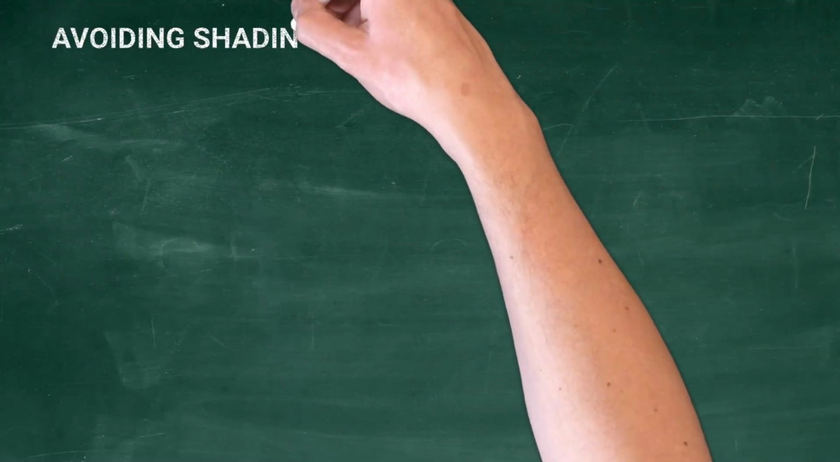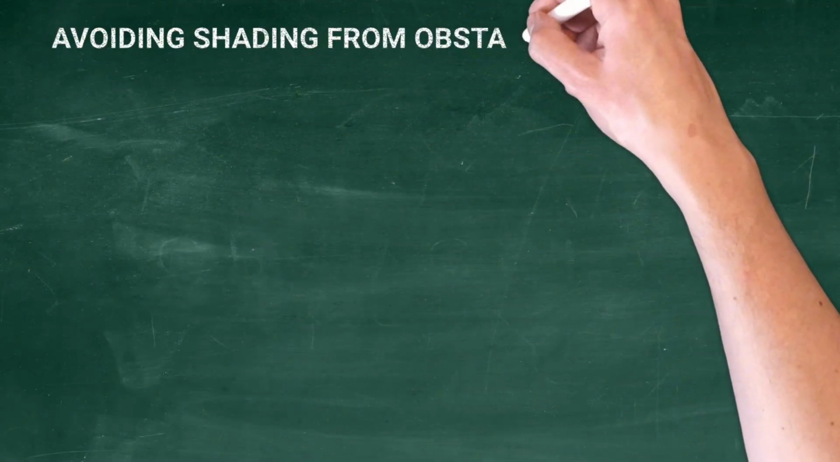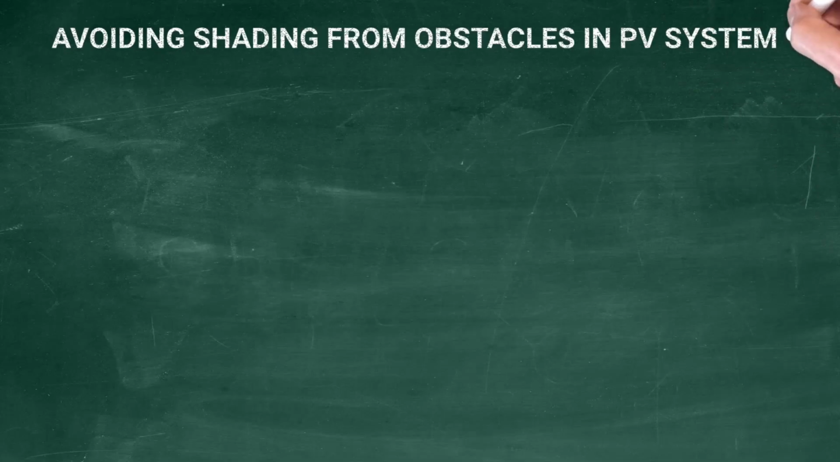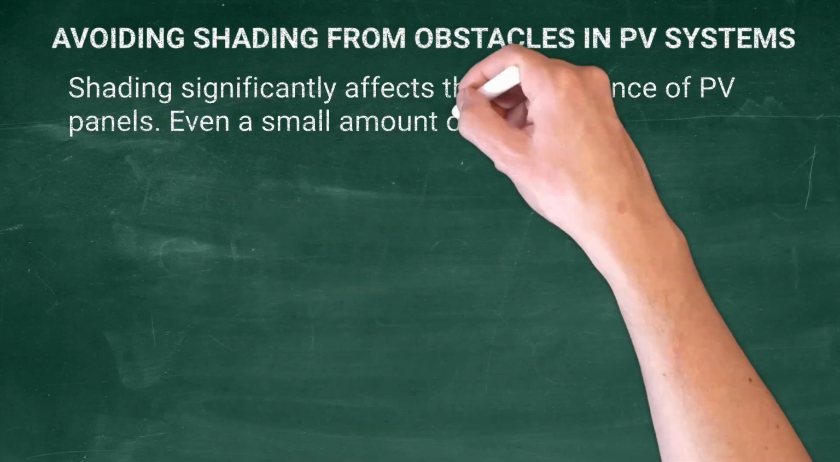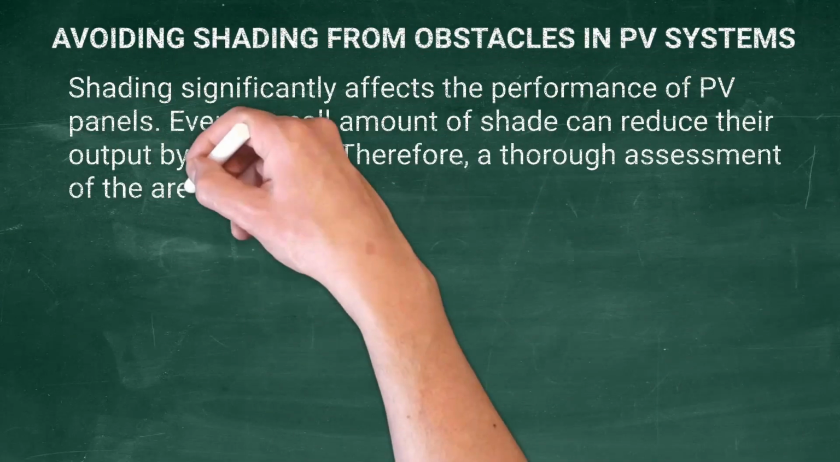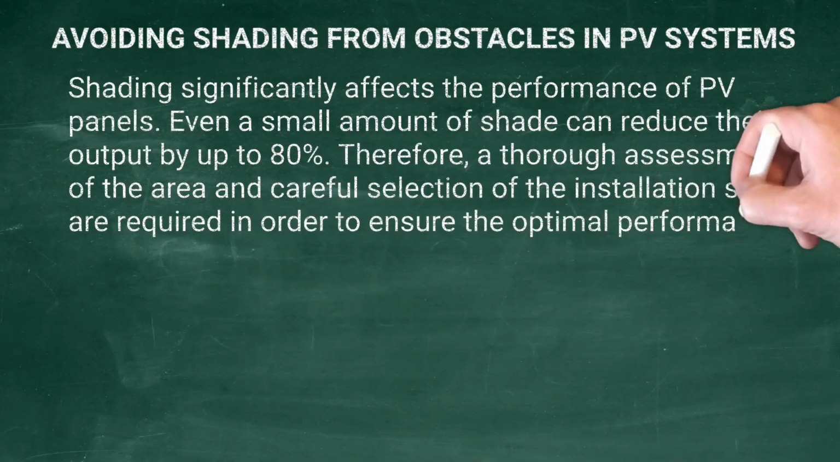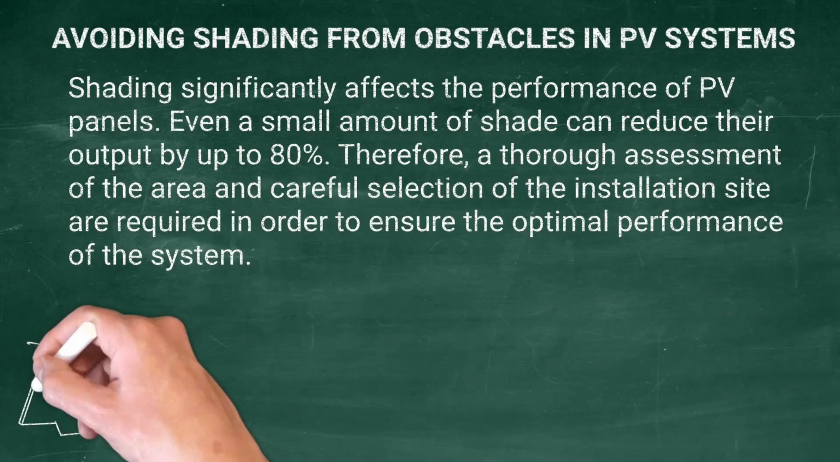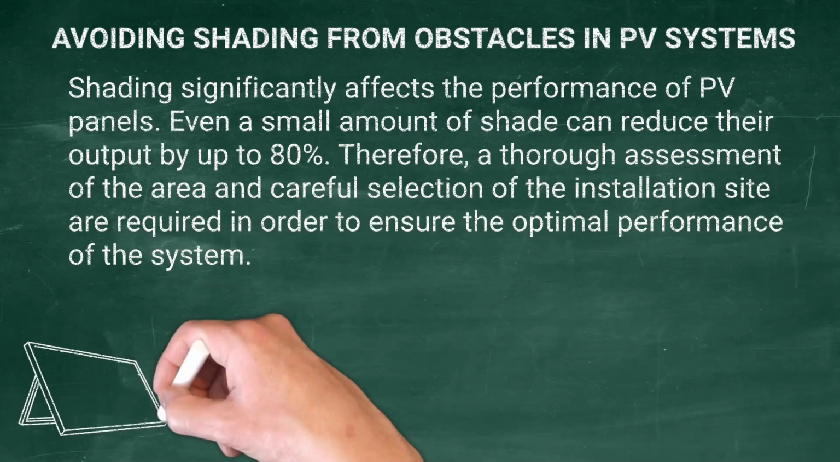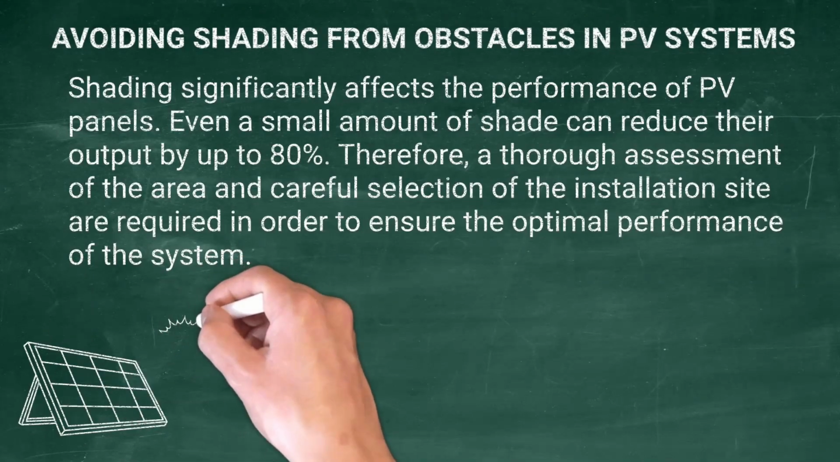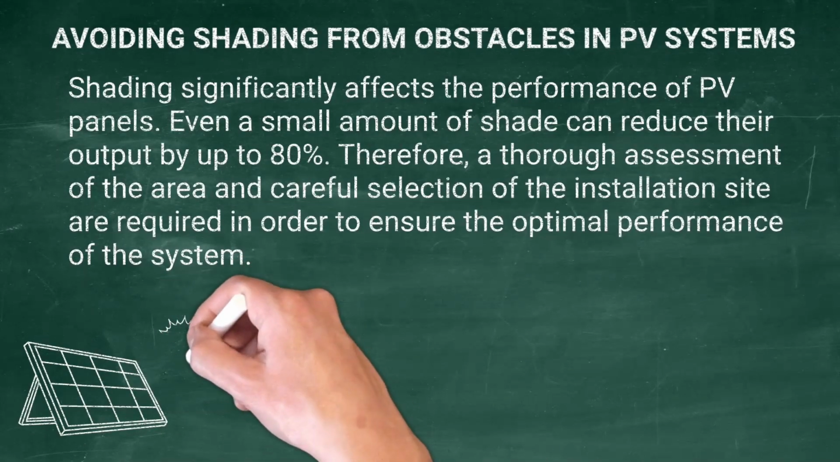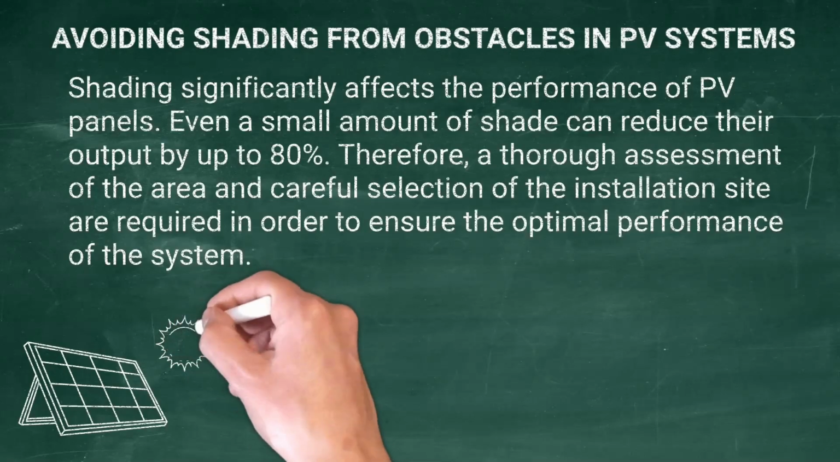Avoiding shading from obstacles in photovoltaic systems is important. Shading can significantly impact the overall performance of photovoltaic panels. Even a small amount of shade can reduce their output by up to 80%. Therefore, a thorough assessment of the area and careful selection of the installation site are required in order to ensure the optimal performance of the system.